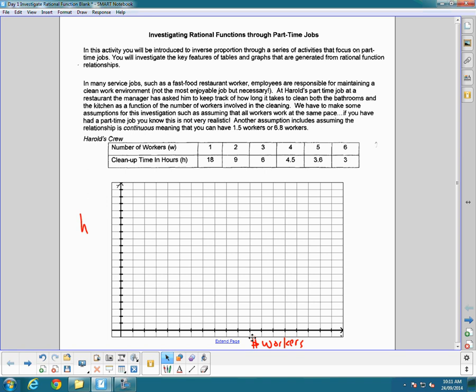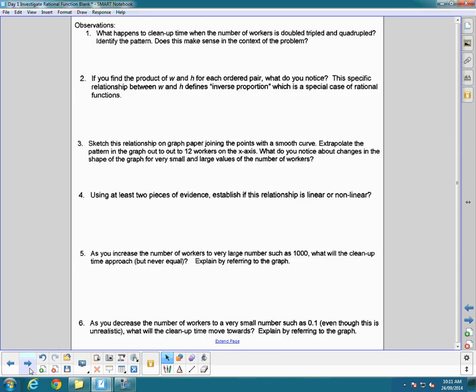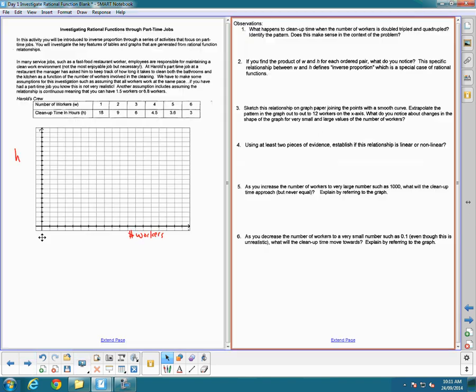Okay, so we're back, and we're going to start answering some of the questions, and we're going to go through this all together. So for starters, what happens to the cleanup time when the number of workers is doubled, tripled, or quadrupled, and see if we can identify a pattern. So let's just have these two side by side, and then we'll talk about it. So you've had a chance to read the scenario, and I think right at the beginning the pattern makes sense.